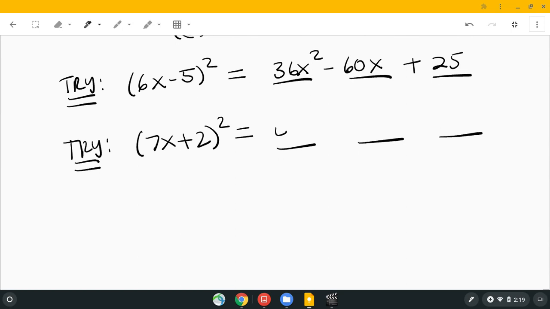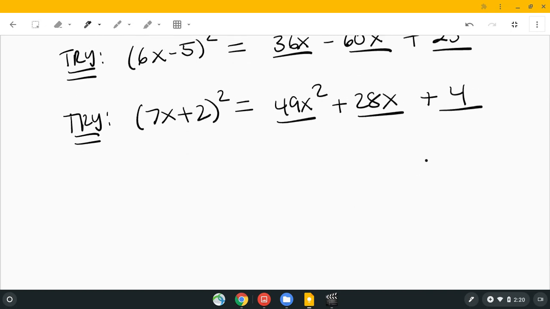Okay, first term is going to be 49x squared. Last term is going to be positive 4. And then it's 14x and 14x, making it 28x for the middle. Okay, so hopefully you got this, 49x squared plus 28x plus 4.